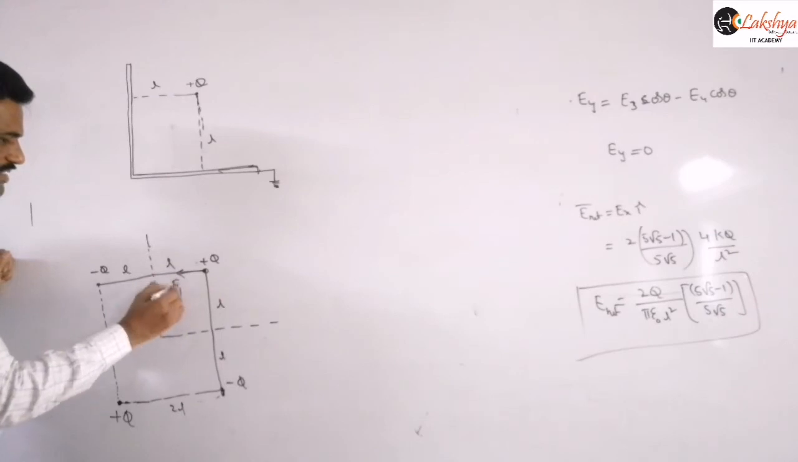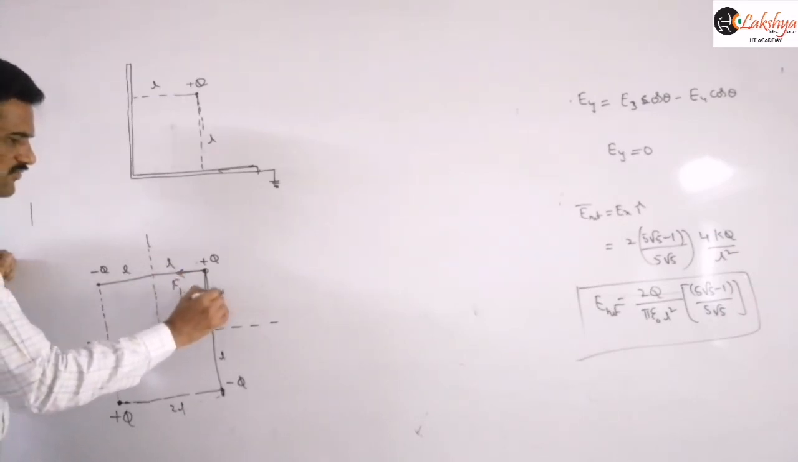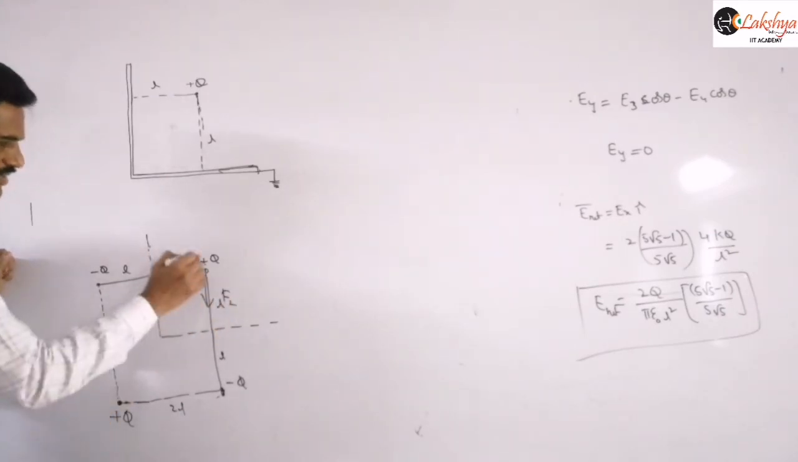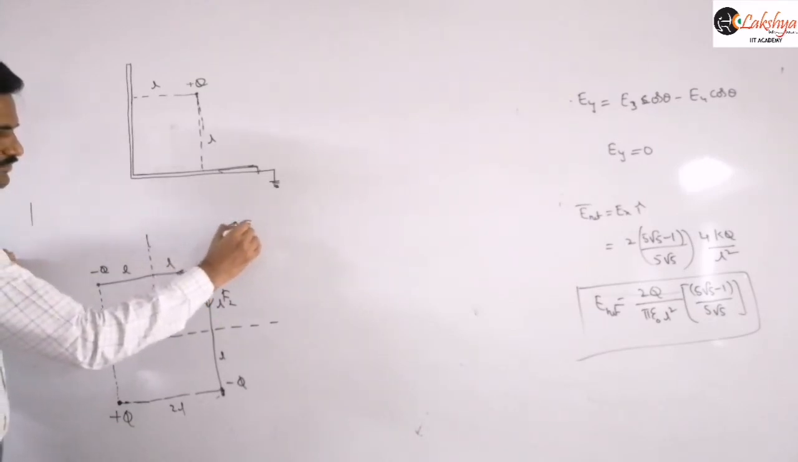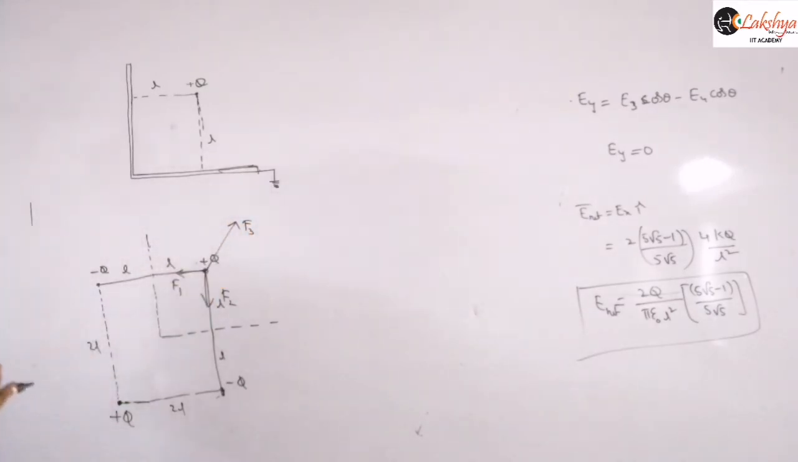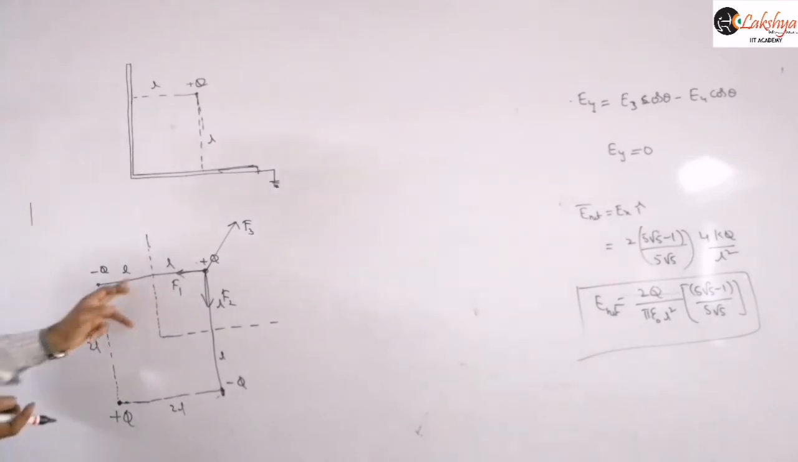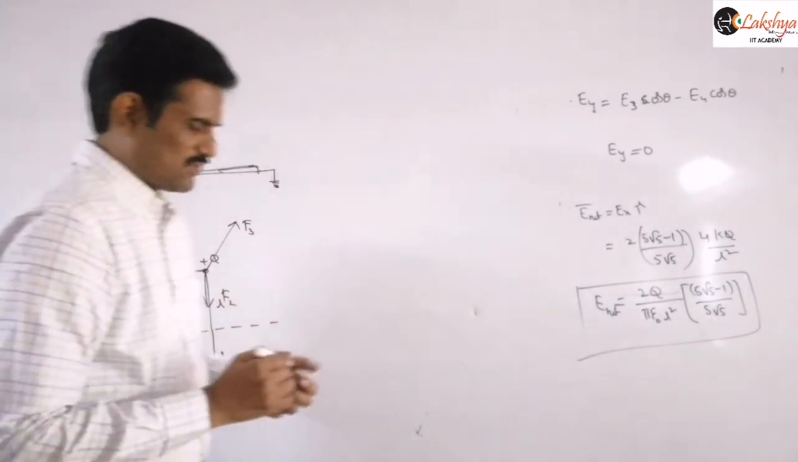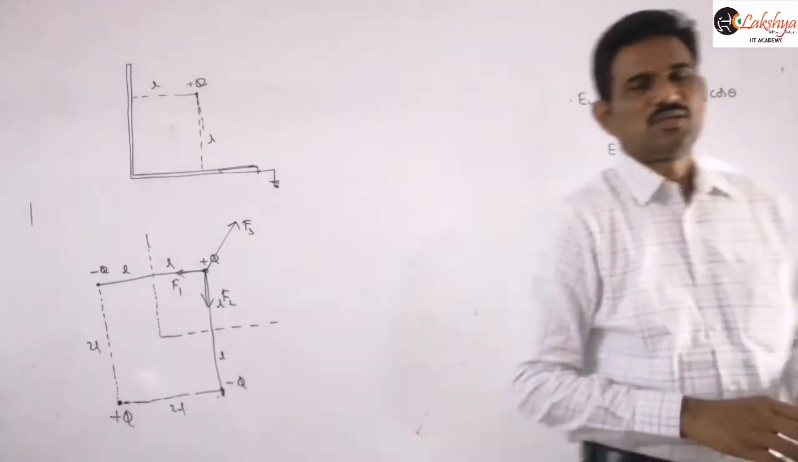Suppose I take F1 as attractive like this, and F2 attractive like this, and the force between them will be repulsive like this, F3. And you can do those calculations there, right? Simply, the distance of this side of the square will be 2L, you will get there.